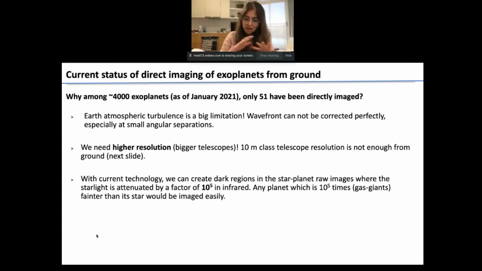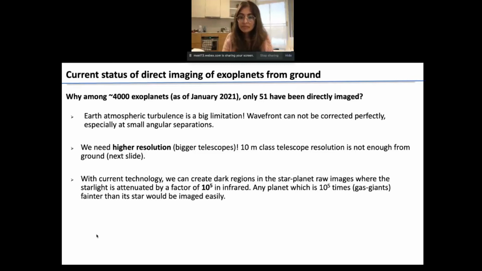Also, with the current technology, the adaptive optics and the way of blocking the starlight, with these sophisticated technologies, we can find only those planets which are 10 to the power 5 times fainter than their star in infrared light, not even in visible light. Any planet which is much fainter than this number in infrared, we cannot see it.